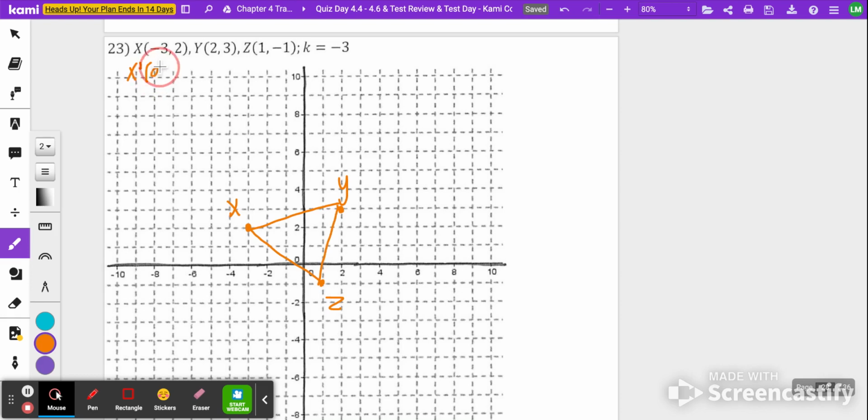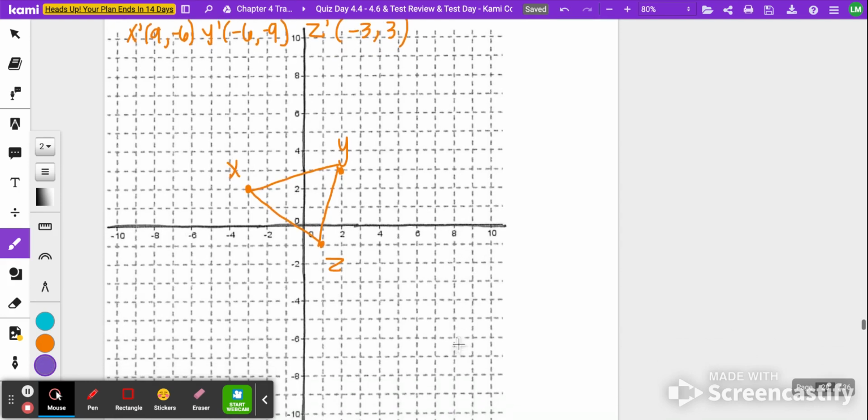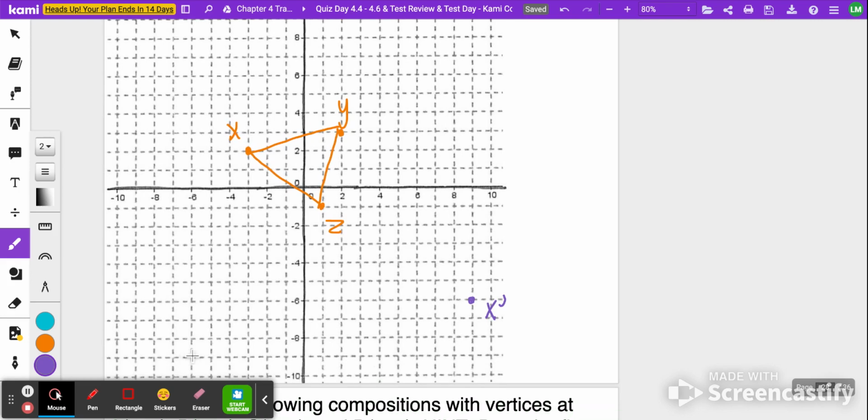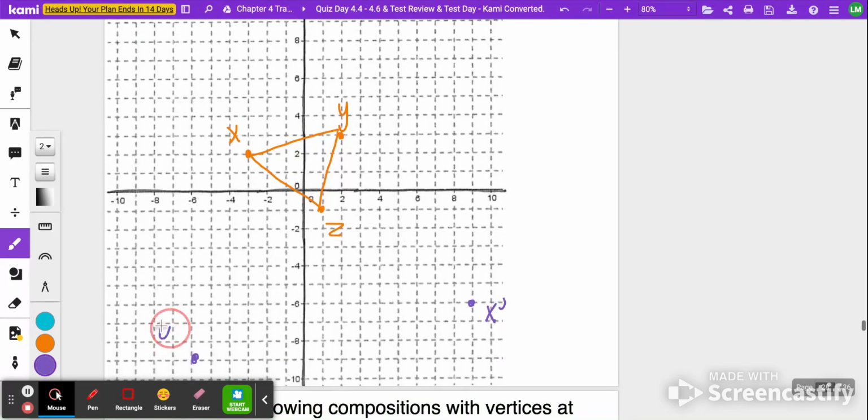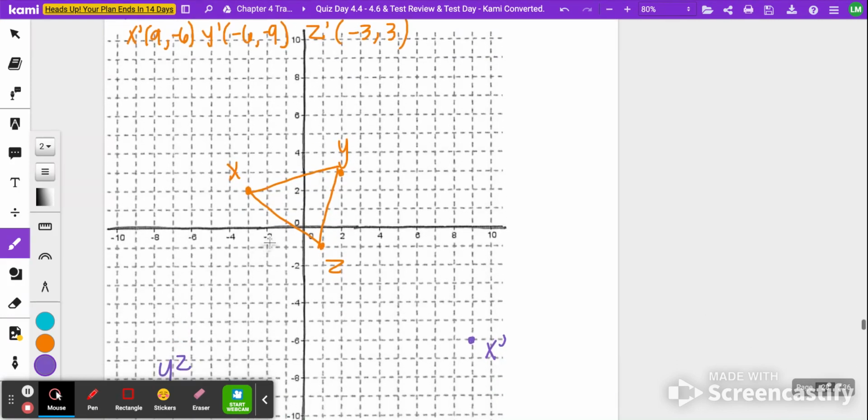So -3 times -3 is 9, -6. Y prime would be -6, -9, and z prime would be -3, +3. Okay, let's see what happens to our new points. 9, -6 is going to be all the way down here for x prime. Notice that's a 180-degree rotation. -6, -9 would be my next point, y prime. And then z prime is -3, +3.